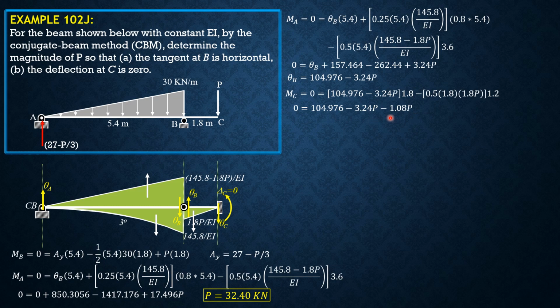So only P is the unknown here. We can now solve for P. P is equal to 24.3 kilonewtons. So that's it for this problem.